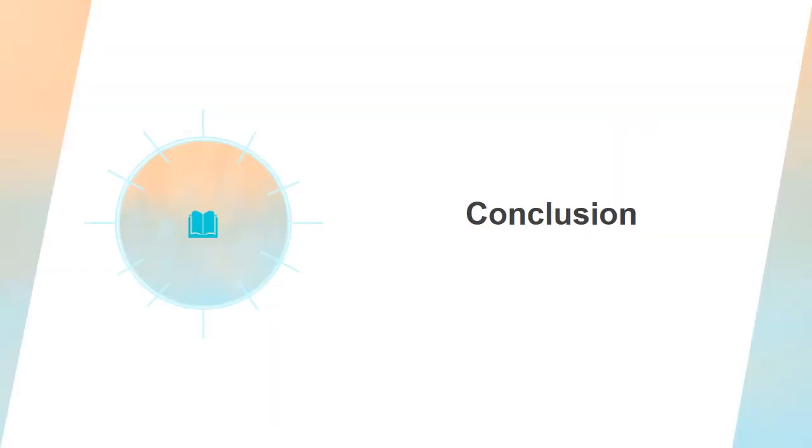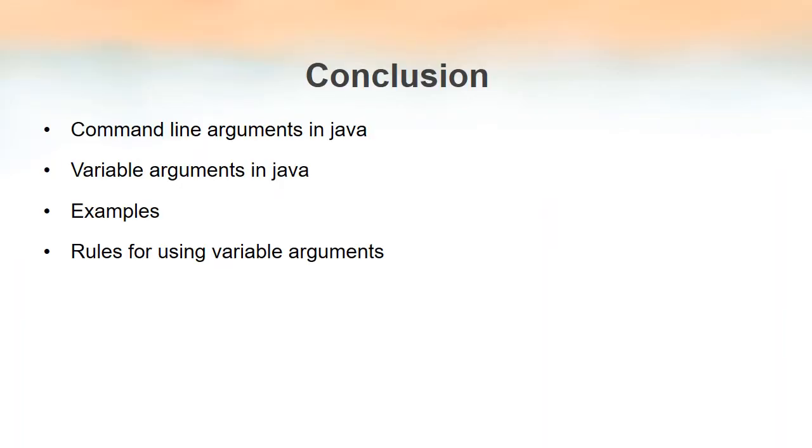So we shall conclude now. We have discussed 2 important features of Java, that is command line arguments, how to pass, where it is stored, how to access it, and a new feature in Java that is known as a variable length argument, when we have to use that and how to use that. And the rules that we have to follow when we make use of variable length arguments.